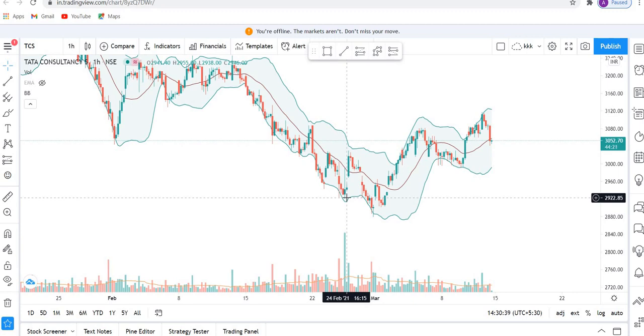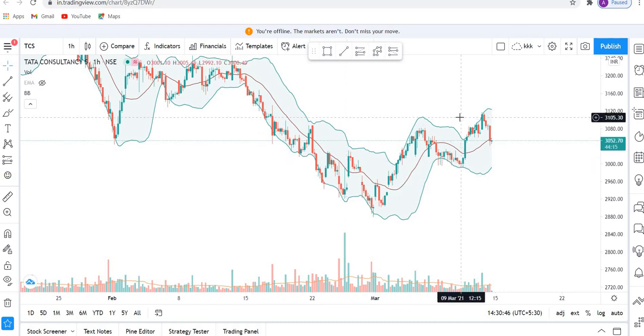Now if you are a long-term investor, what does a long-term investor do? A long-term investor waits until the price breaks out of the Bollinger Band from here and the volume is also above the volume's 20-day moving average. Then the long-term investor creates his position in the stock, and if it breaks down, then the long-term investor is short on that particular stock. So this is how this band works.